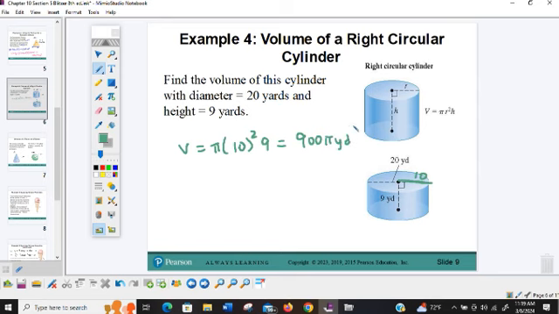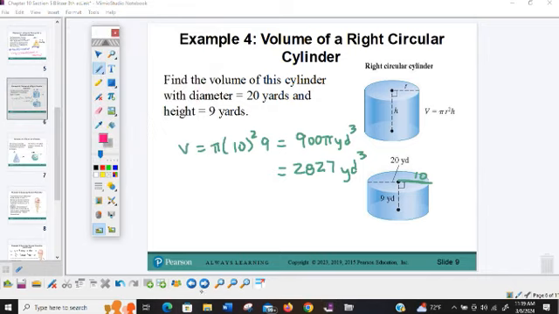Now, sometimes they want you to leave it in terms of pi. They'll tell you if they do. Most of the time, they want you to go ahead and multiply that out. You can use the pi button on your calculator unless they tell you to use 3.14. This one does not, so we're going to use the pi button. You end up with 2,827 cubic yards. We would have yards cubed for that.